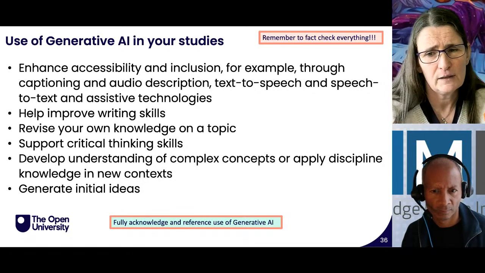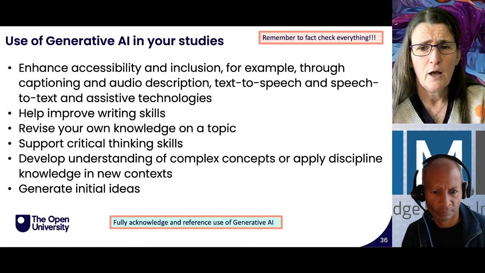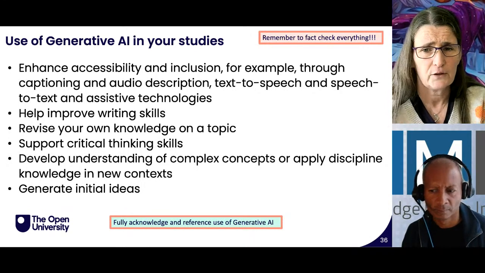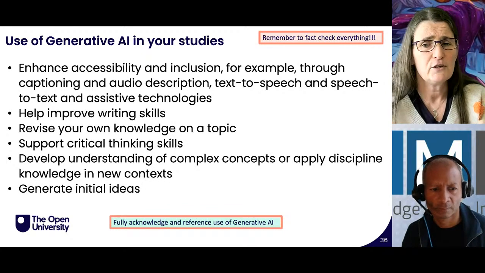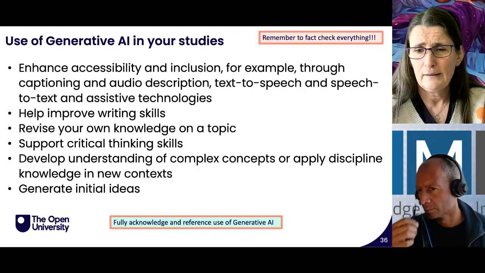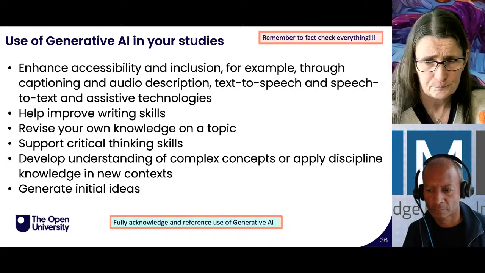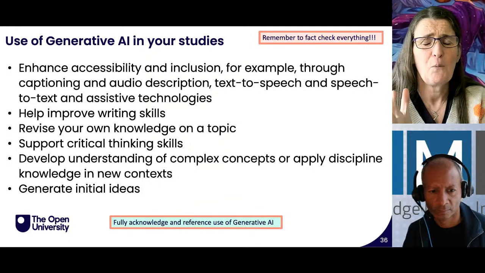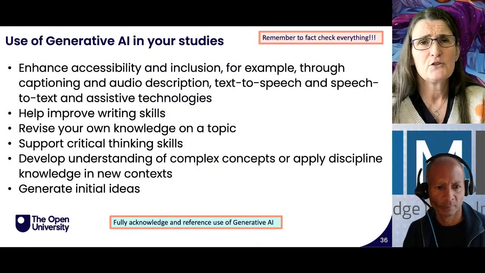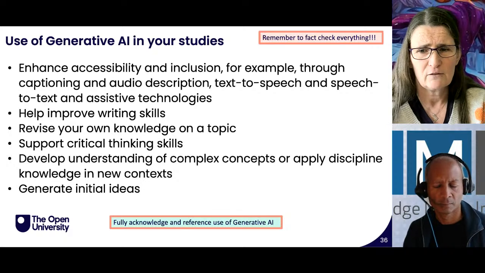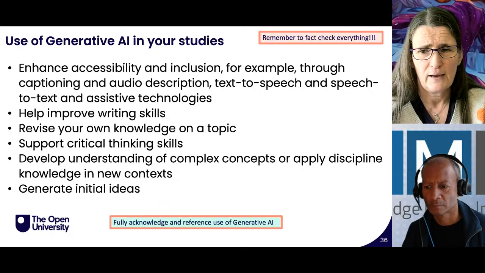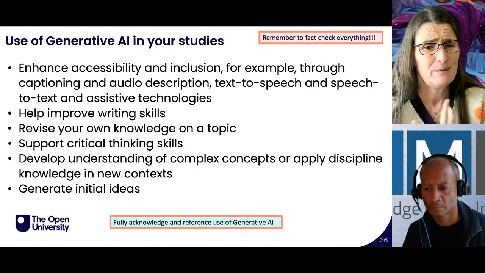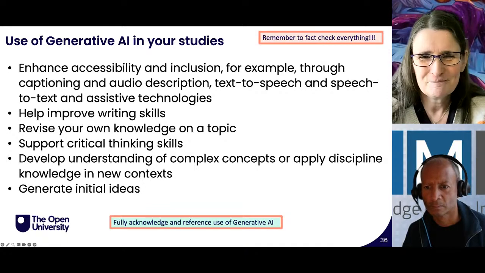And it can help you develop understanding of complex concepts. Or maybe it's a new context and you want to apply your existing knowledge. So you can ask it to throw things together. If you want a bit of fun, you can just ask it to throw random things together, like, I don't know, a cat riding a bicycle. And of course, if you suffer from blank page syndrome, which I know many of us do, blank page, don't know where to start, you could get some ideas from generative AI. But remember, fully acknowledge and reference use of generative AI. Probably pointing in the wrong direction. Next slide, please, John.